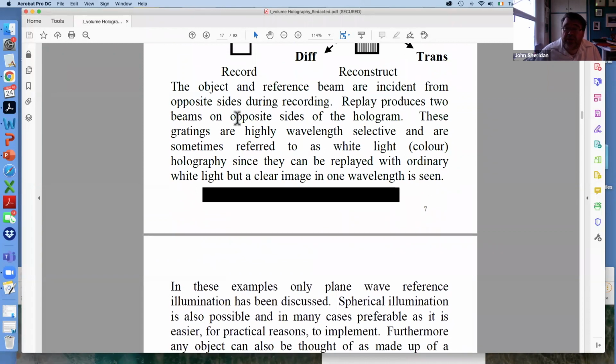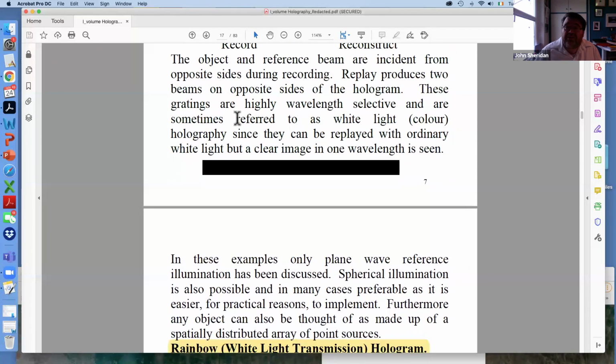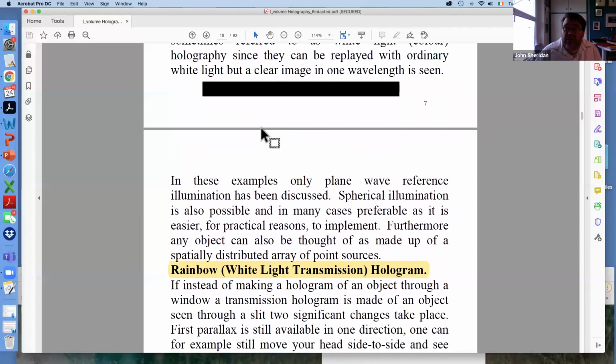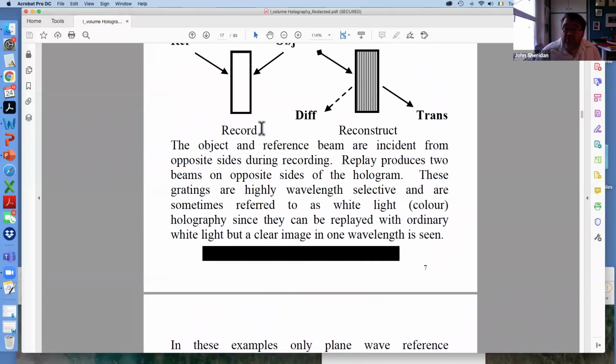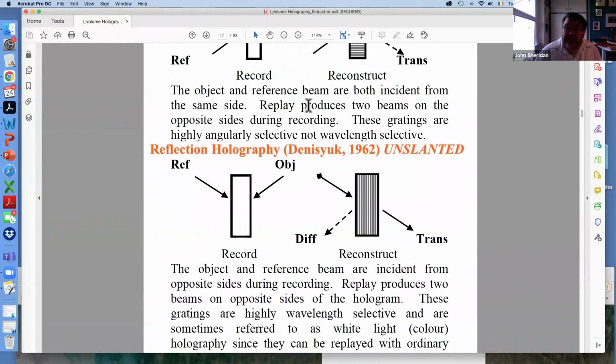Replay produces two beams on opposite sides of the hologram, and these gratings are highly wavelength selective and sometimes referred to as white light or color holograms, since they can be replayed with ordinary white light, but a clear image in one wavelength is seen. And you can record with a certain wavelength, and if you want, on purpose, you could shrink or swell this in a uniform way, so you could record at green and then replay with white light and see actually a picture in red. Again, these are monochromatic situations.